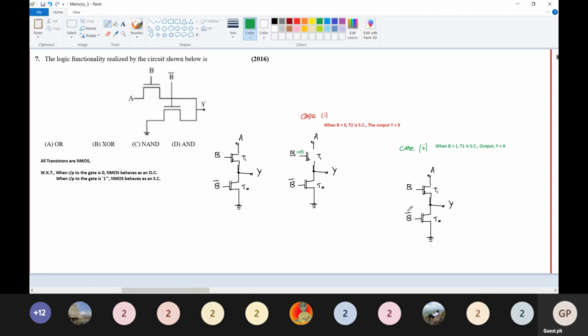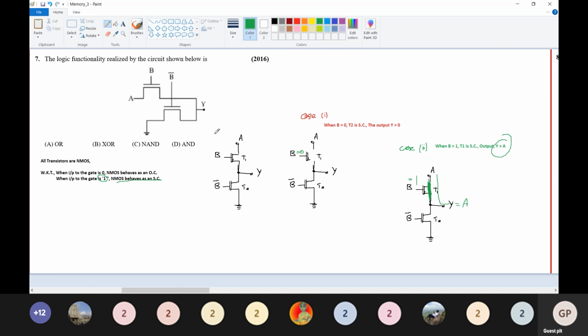So now when B is equal to 1, we're going to put this equal to 1. So when this is equal to 1, what will happen to your NMOS? It is going to be short circuited. It will be like this. It becomes short circuited. So what will happen? This A appears as the output terminal. So Y is equal to A. Okay. So now we'll check it out.